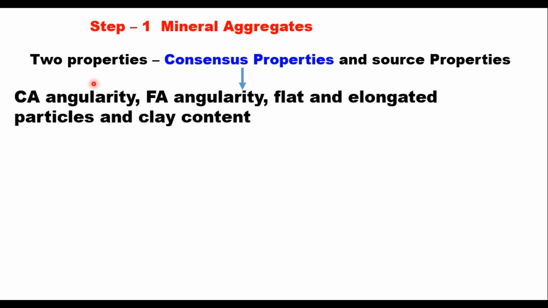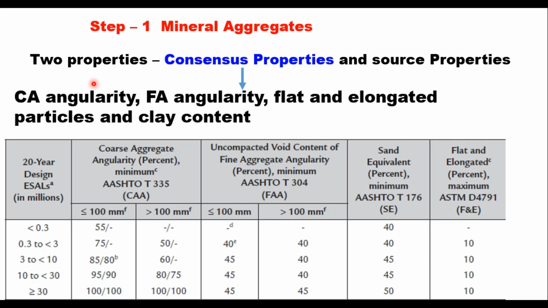The materials near the pavement surface are subjected to higher stress levels and require materials of higher quality than mixtures that are located lower in the pavement section. And when I say lower, it means more than 100 millimeter from the top surface. This table gives you the requirement of these properties, which we call the consensus properties.